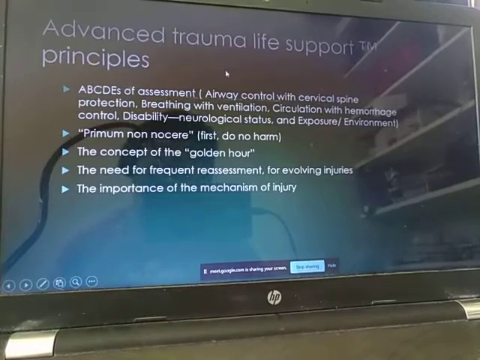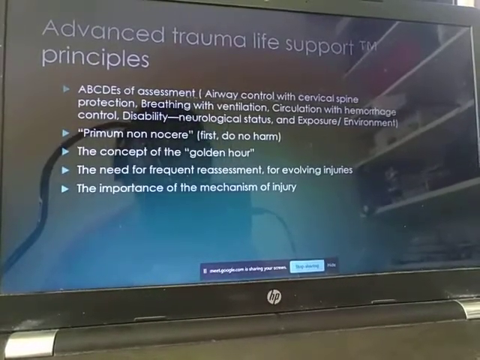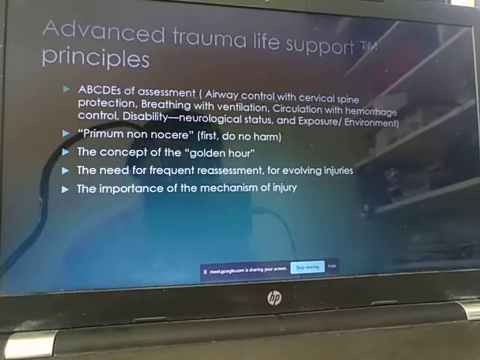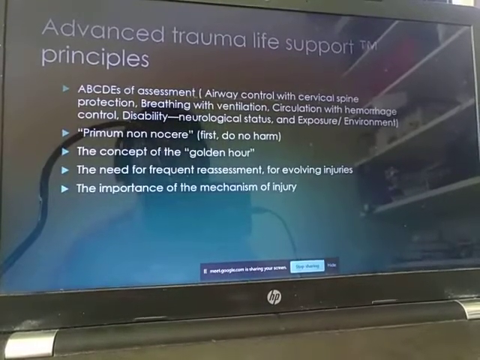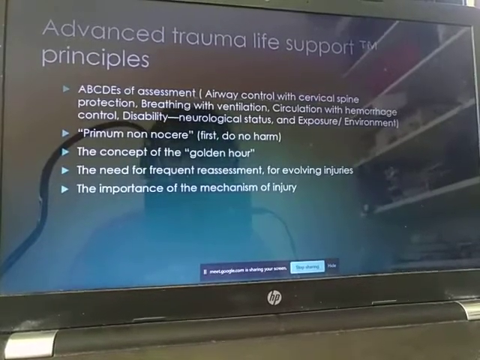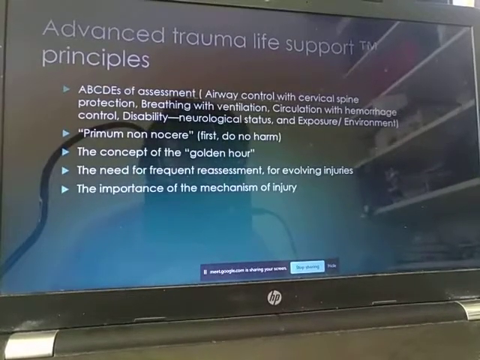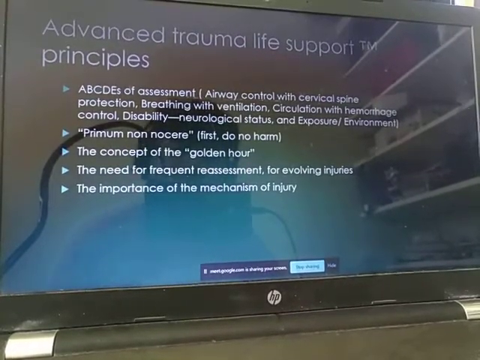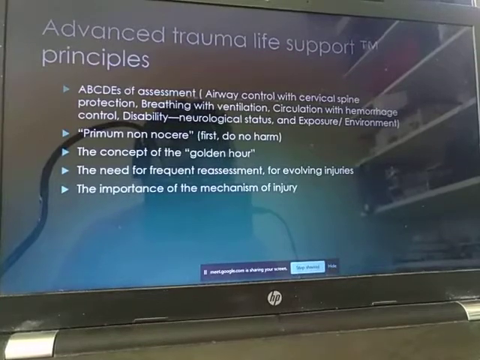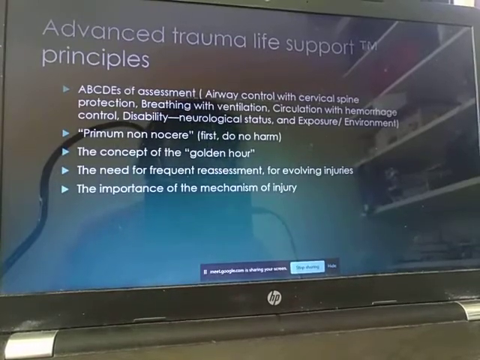So we generally follow the modern concept of advanced trauma life support, which constitutes first the ABCDE assessment, which is A, the airway control with cervical spine protection, B for breathing with ventilation, C for circulation with hemorrhage control, D is disability or neurological status, and E is for exposure or environment. I'll explain each of these very briefly.